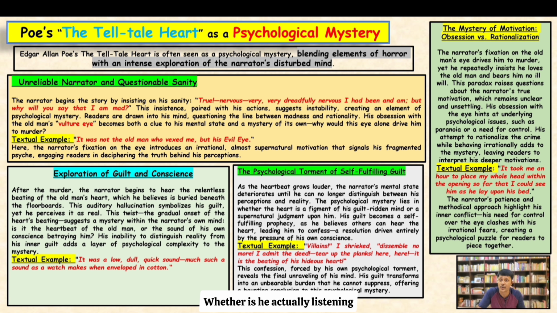This description of the heartbeat reflects the narrator's increasing anxiety. The anxiety leads him to confess finally because he is becoming mad and he cannot tolerate this. He cannot bear this madness within him. So this is very painful, and this pain suggests the idea. Now, after the psychological mystery, these points are significant. If you cannot understand the previous one, there is a small slide with points of view: psychological complexity, the unreliable narrator and his insanity, exposition of guilt and conscience, obsession versus rationalization, and the psychological torment of self-fulfilling guilt. These are the points you need to remember to understand the psychological mystery of the text.